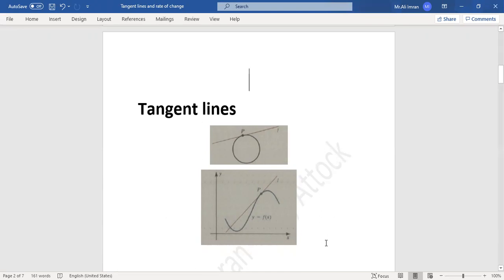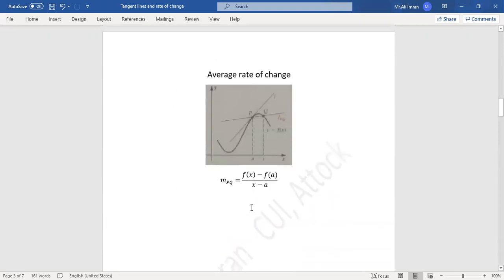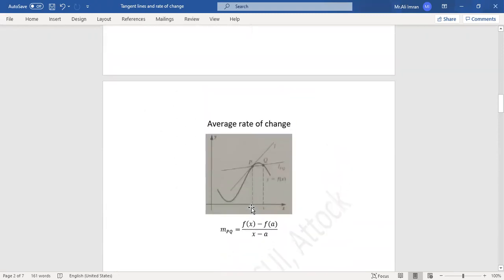For example, consider this circle. A line L touches this circle at point P. This is called the tangent line. Consider the second example. This is a curve, this is a line L, and this line touches this curve at point P. This is called the tangent line. On the other hand, if a line touches a curve at 2 points, this is called a secant line.